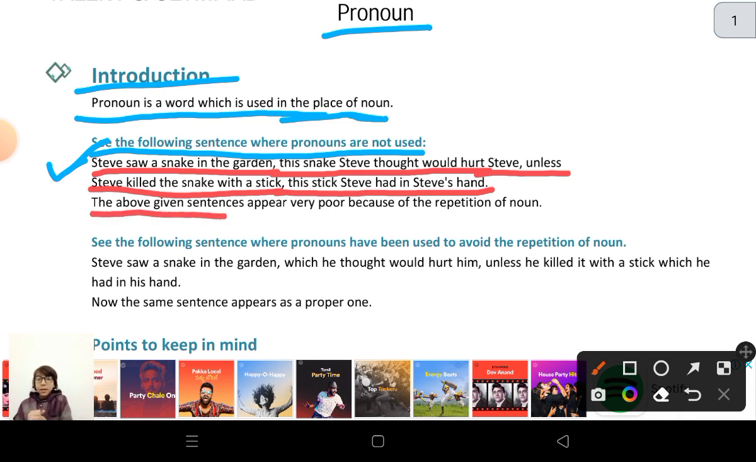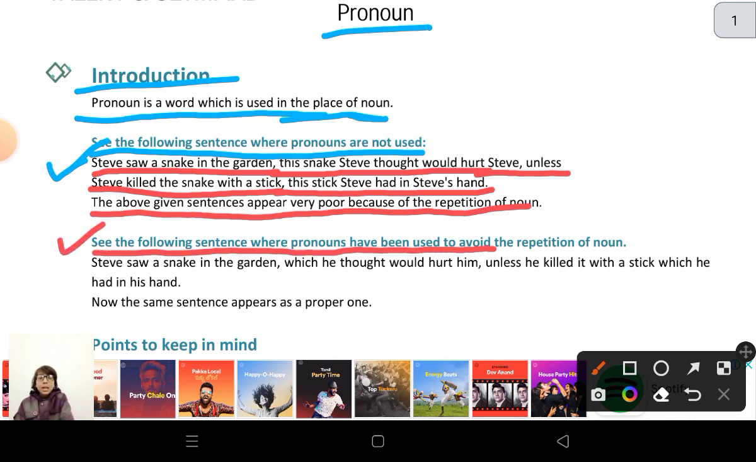The above given sentences appear very poor because of the repetition of nouns. The sentences above are boring because the noun is being repeated. Now, see the following sentences where pronouns have been used to avoid the repetition. In these, pronouns were not being used. So how does it look? It is looking very boring. Understood?